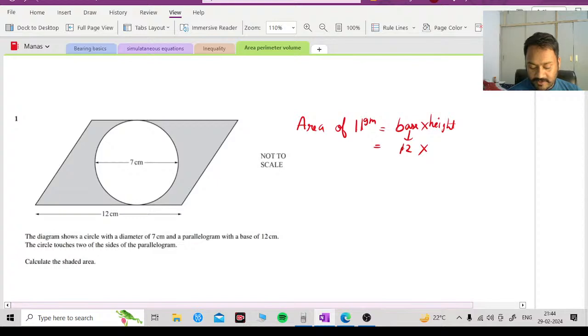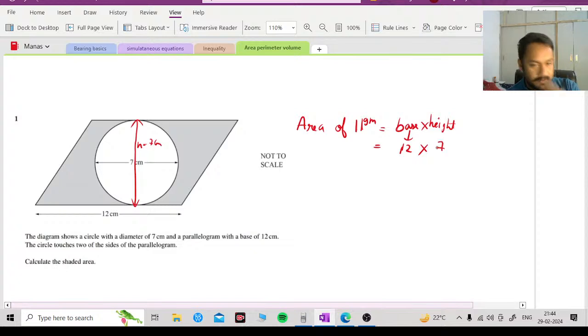Kushagra is saying that the height is 7. Correct. The height is 7. Absolutely correct, because the diameter is 7. So here the height will be 7. Absolutely correct, children. So the height will be 7 centimeters.